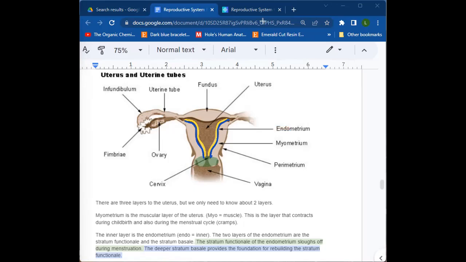Okay, then for the myometrium, the prefix myo means muscular. So this is the muscular layer of the uterus. The myometrium is the layer that's going to contract during childbirth. It will also contract slightly during the menstrual cycle and cause menstrual cramps.